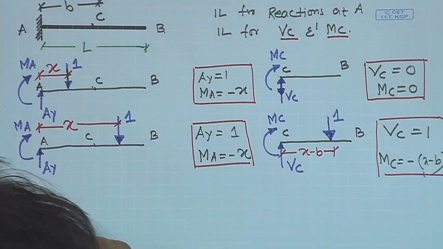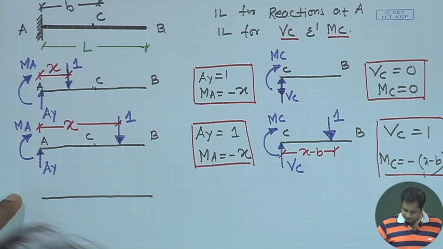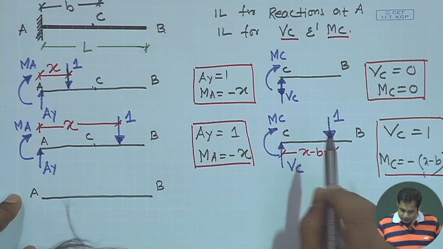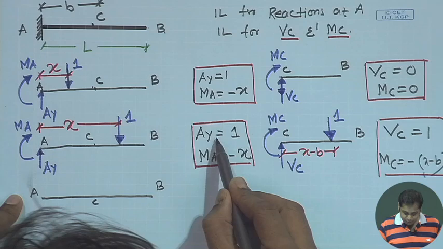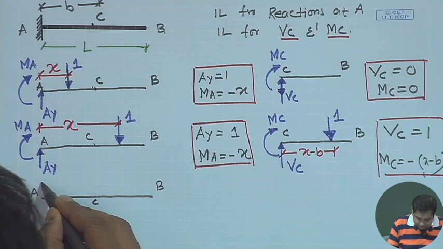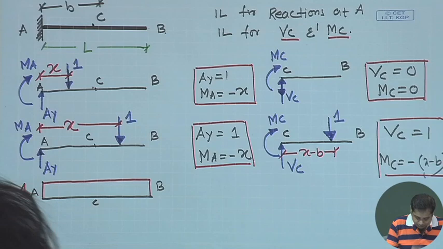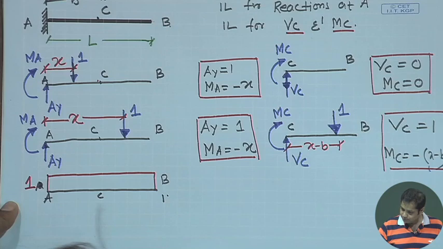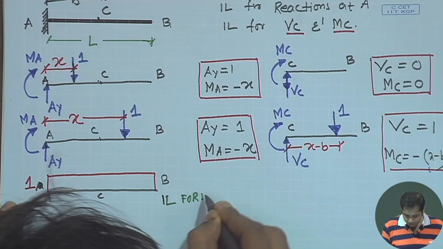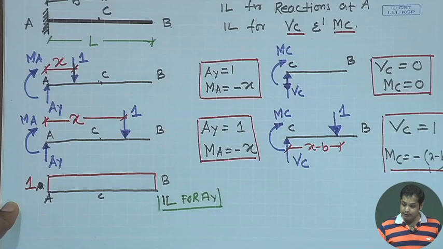So, this is A, this is B. Now, let us see the support reaction A y is equal to 1 between A and C, and between C and B still A y is equal to 1. So, the influence line will be this, and this value here is 1. This is the influence line, IL for A y. Now, draw the influence line for moment.